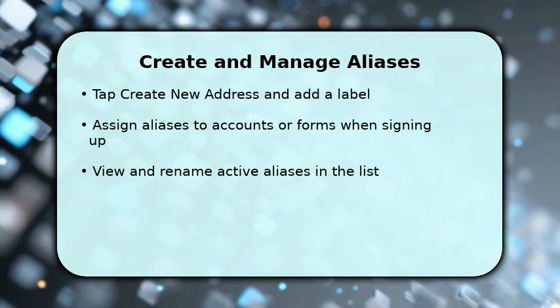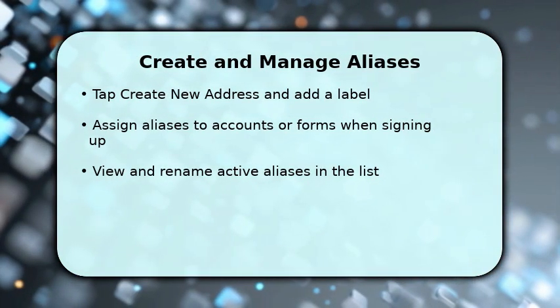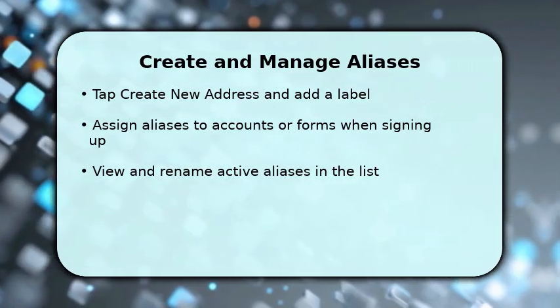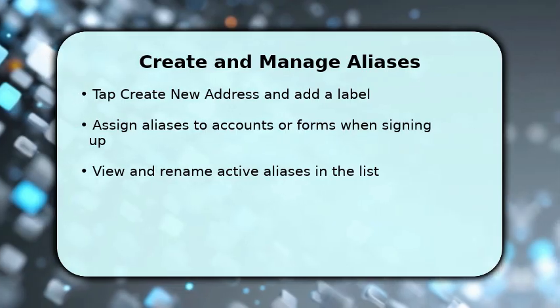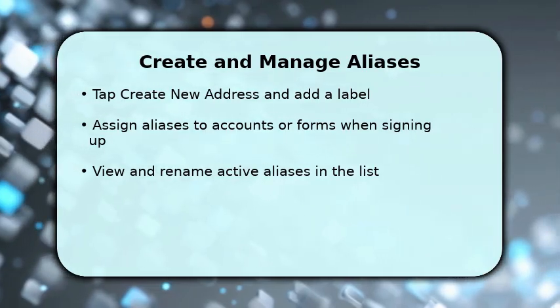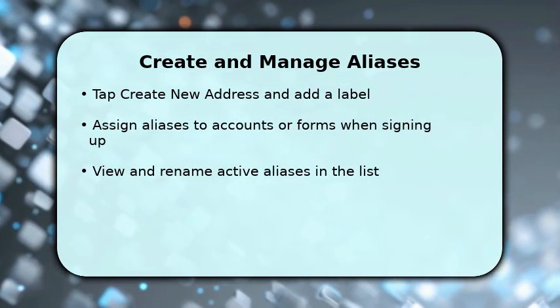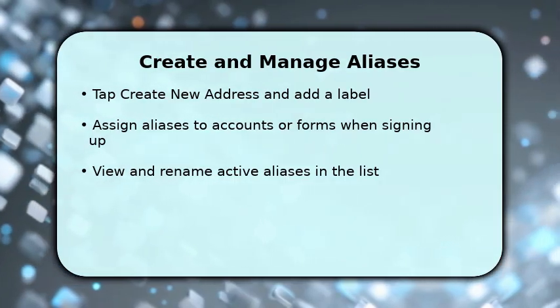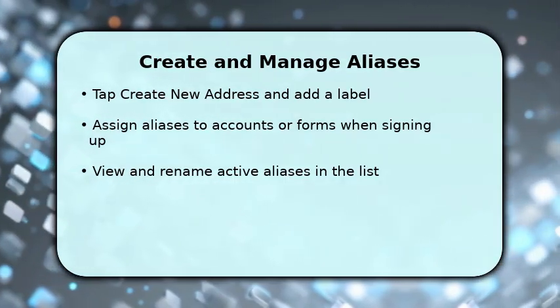Now you create and manage aliases. Tap Create New Address, add a label that describes the purpose, then save. This gives you a unique, randomized email that forwards to your real address. Use this alias when signing up for services or subscriptions. Doing so isolates a single point of contact and prevents cross-service tracking.